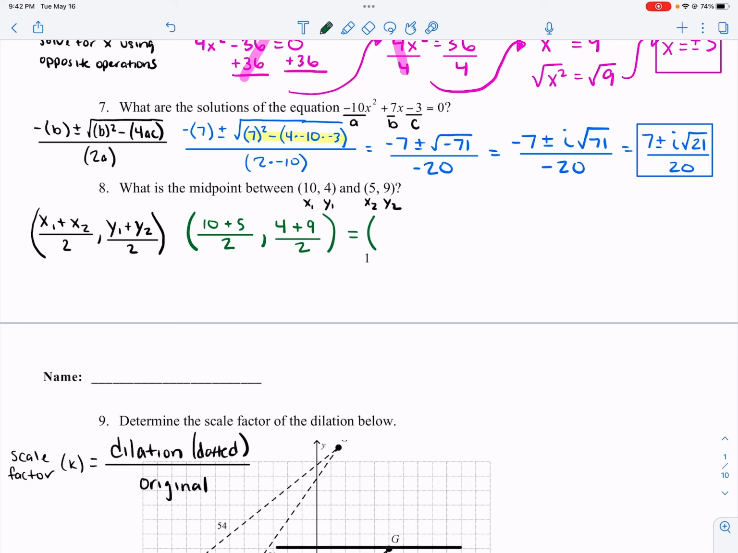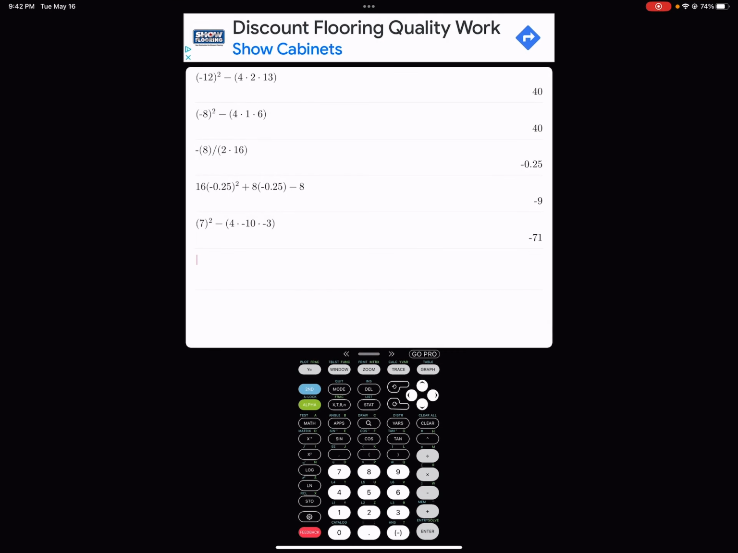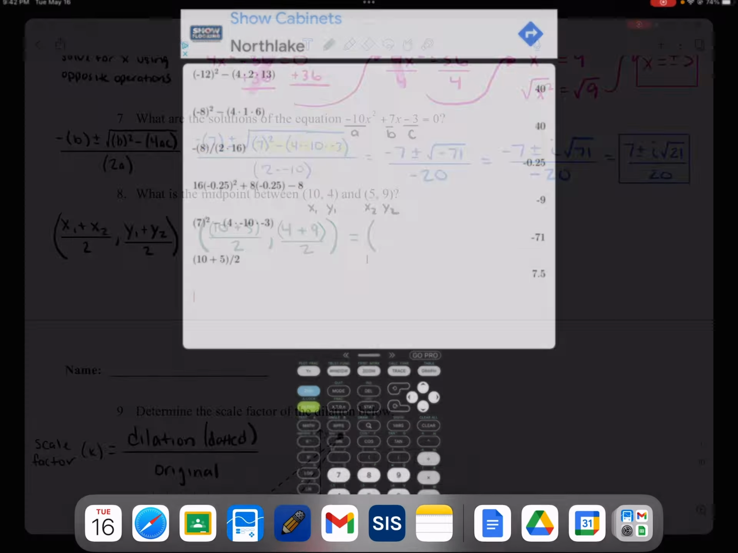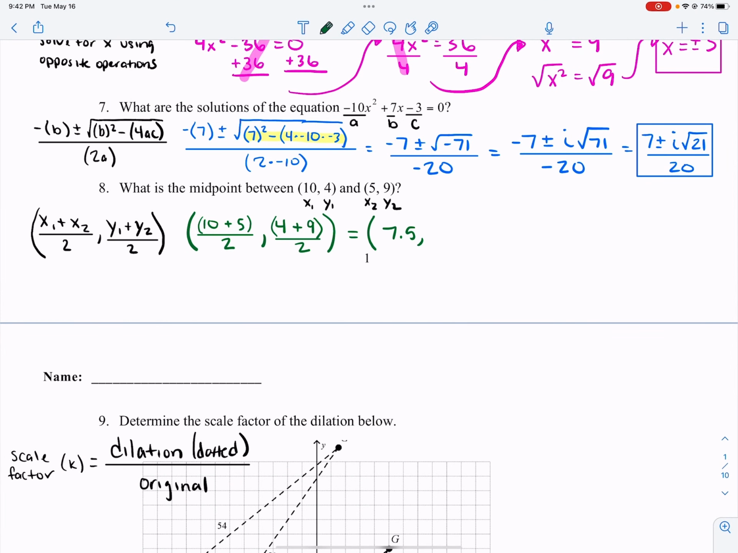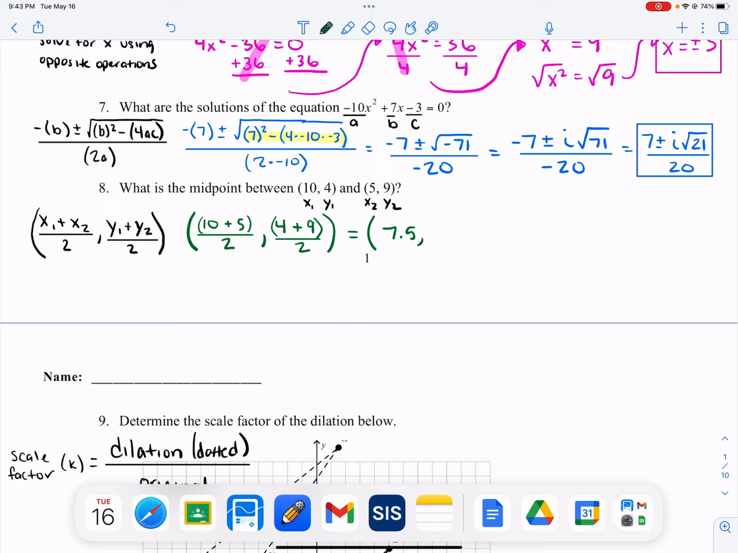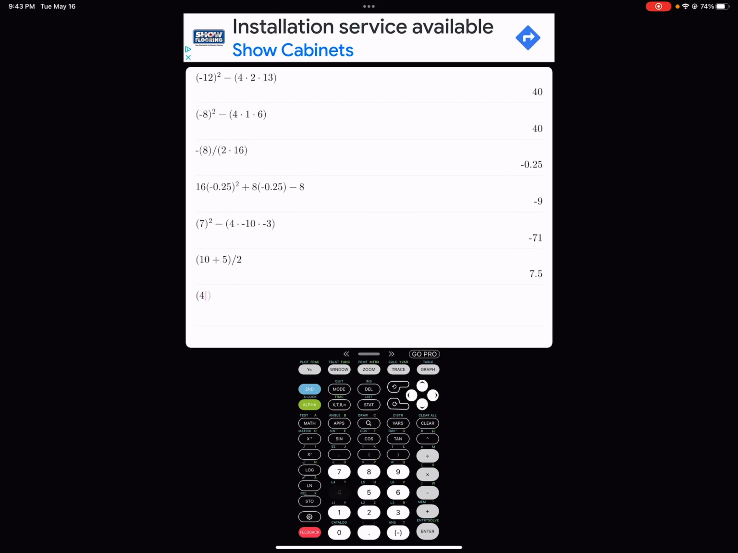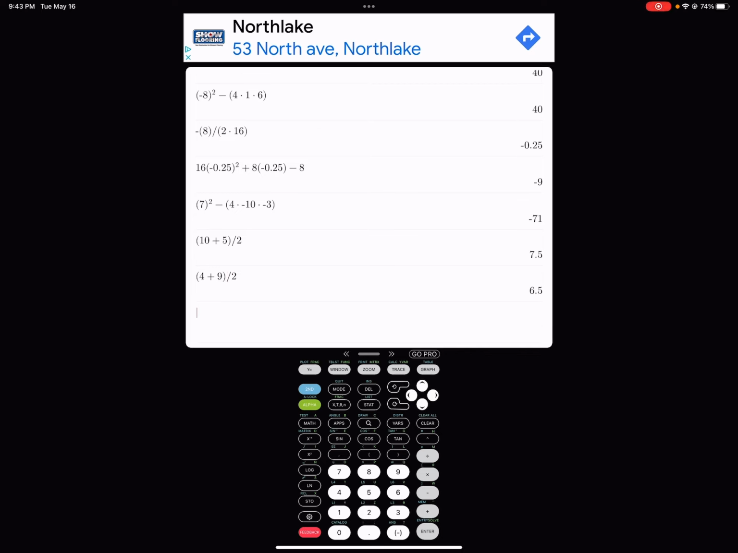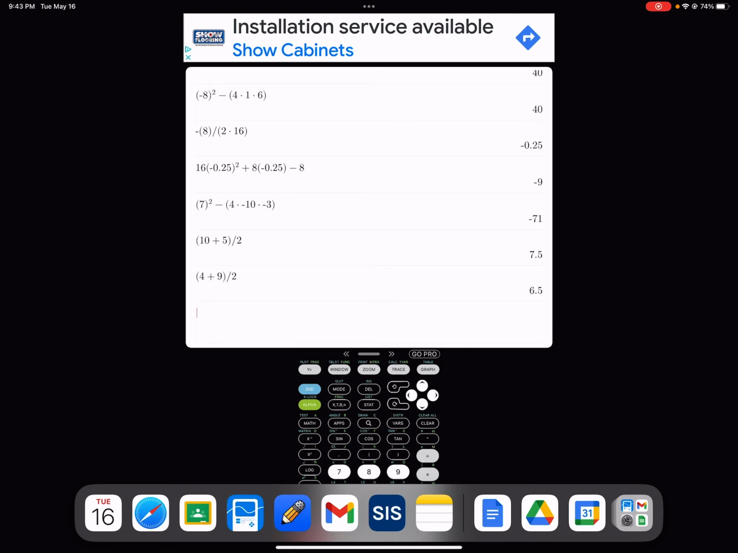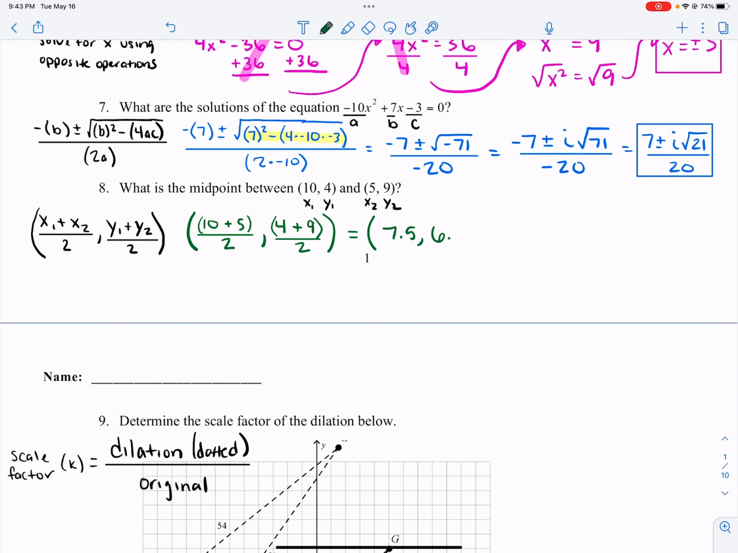So if I plug this directly into my calculator, I've got to make sure that I put parentheses around the top. So 10 plus 5 divided by 2. So parentheses 10 plus 5, close parentheses, divided by 2, enter, 7.5. So 7.5, comma, and then 4 plus 9 divided by 2. So parentheses 4 plus 9, close parentheses, divided by 2, 6.5. Final answer.